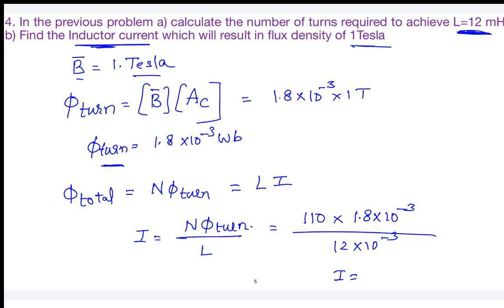So what is the value you are getting? 16.7, correct. You can verify, almost 16.5 amperes.